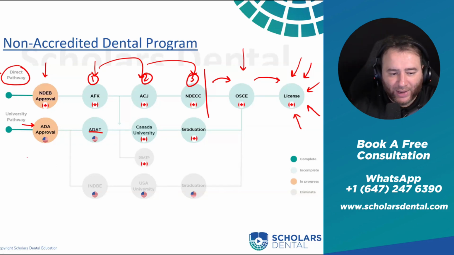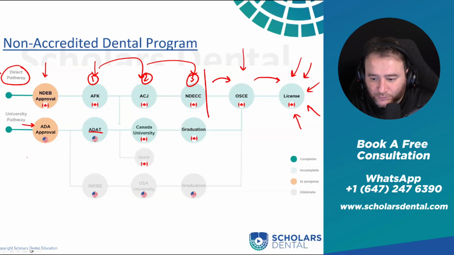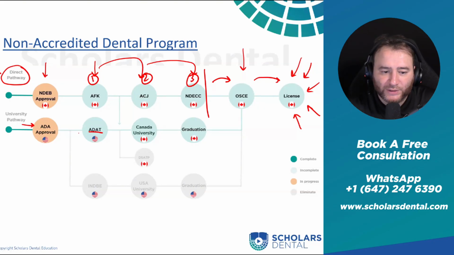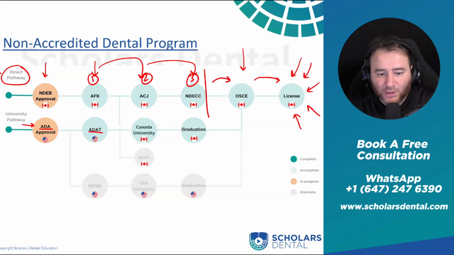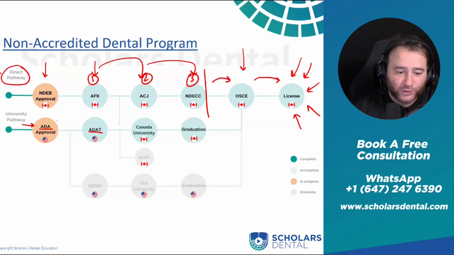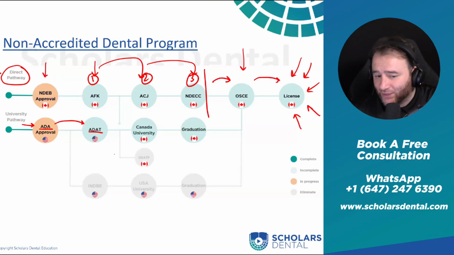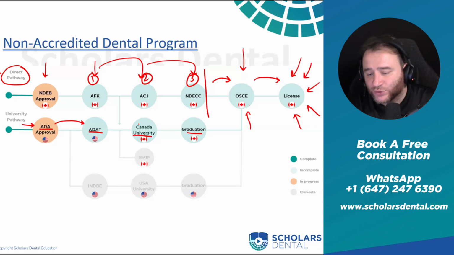Okay, so that means for the other pathway, you go and apply to the American Dental Association. You get approval, you get a DENPIN, you get approved by them. Once you get approved, you're allowed to apply to the ADAT. You take the ADAT, and once you get the ADAT, you have a score. Then you can use that to apply to Canadian universities. Then you graduate from the Canadian university. Once you graduate, you're allowed to do the OSCE. You pass the OSCE, then you can get your certificate. Then you can go for your license. Okay?